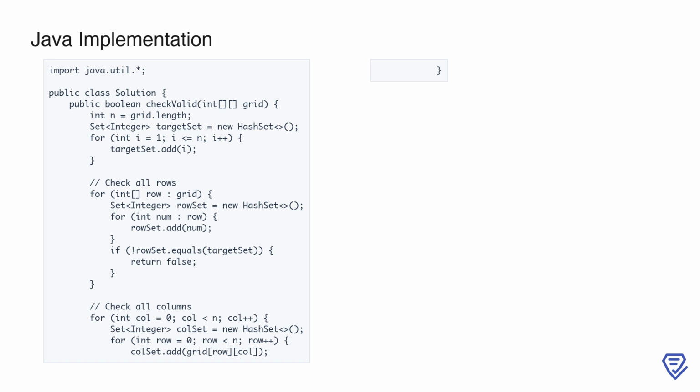For each row in the grid, we initialize a new set to collect the unique numbers in that row. As we iterate through the elements of the row, each number is added to the set. Once the row's numbers are collected, we check if the set of numbers in the row matches the target set. If it doesn't, this means the row is invalid, and we return false immediately. This ensures we don't waste time checking further rows if one is already incorrect.